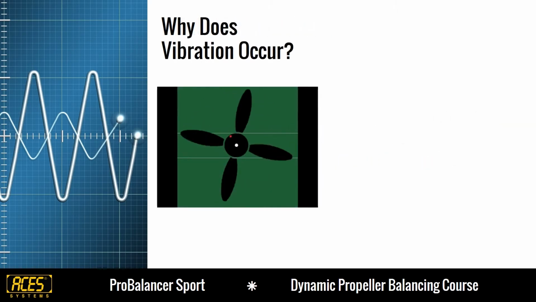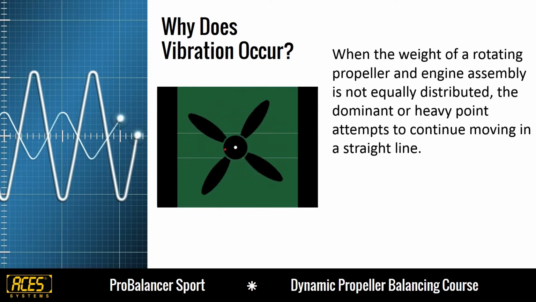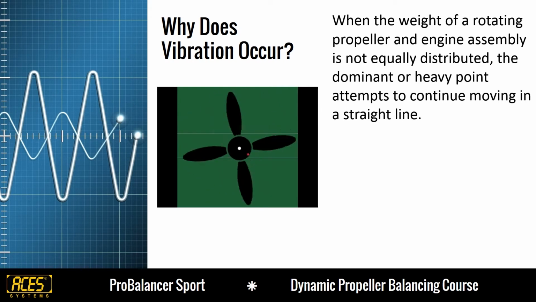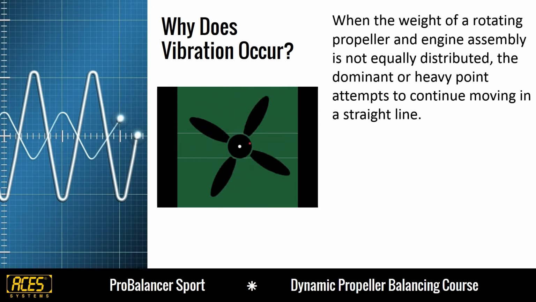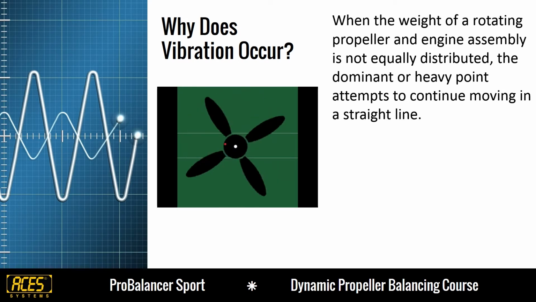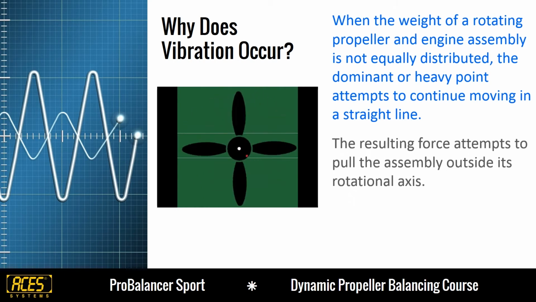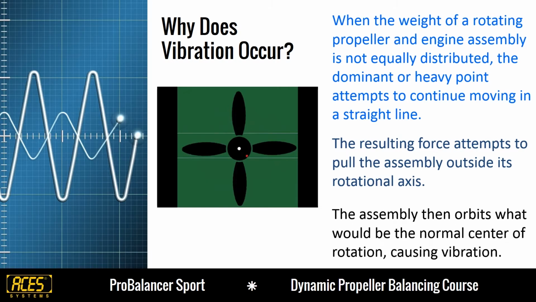Why does vibration occur? It occurs when the weight of a rotating propeller and engine assembly is not equally distributed. Vibration occurs when the dominant or heavy point attempts to continue moving in a straight line. The resulting force attempts to pull the assembly outside its rotational axis, and then the assembly orbits what would be the normal center of rotation, causing vibration.